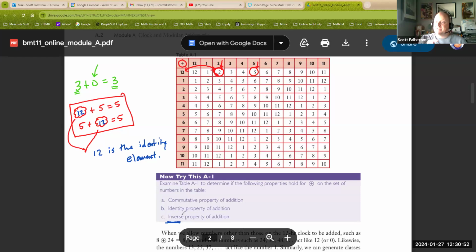Okay, now we saw this first time in chapter 5 when we were dealing with integers. But is there an inverse property? Now let's think about what that means. It does involve the identity element. So if I take the number 5, you have to ask yourself, what can I add to get back to the identity element? Little asterisk there.